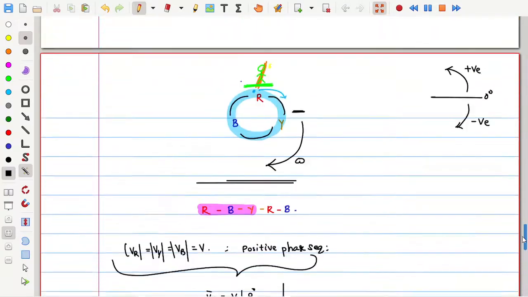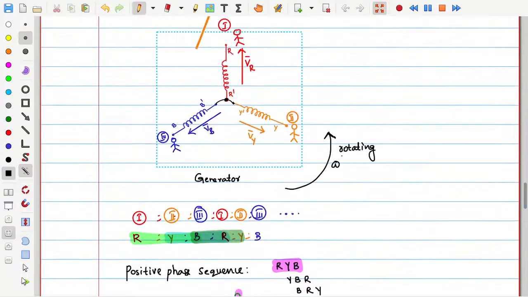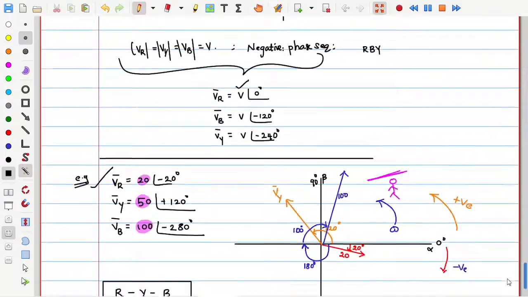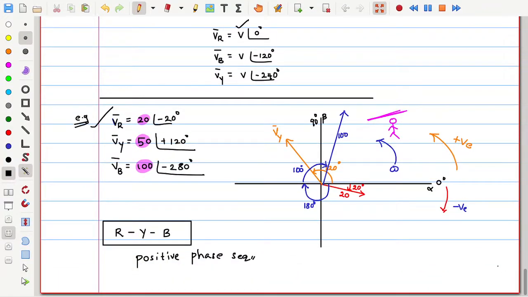That is what I said here. Generally, all generators rotate in the counterclockwise direction. That's why our reference itself is the counterclockwise direction. If it is rotating in the counterclockwise direction and I see RYB, it is positive. If I see RBY, I will call that a negative phase sequence. That is the way of identifying the phase sequence.